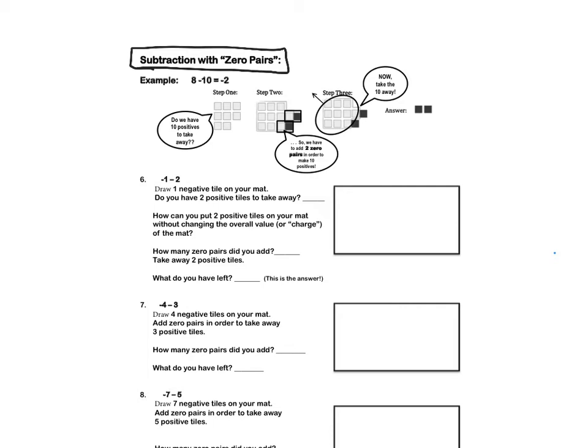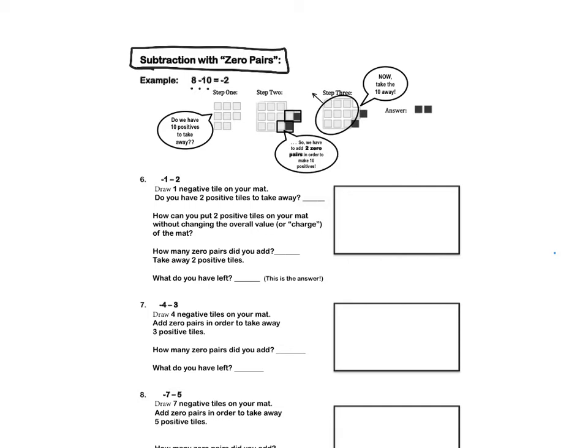So if you look at the example here, you see where there's 8 positives and they want to subtract 10 positives. Well, do I have 10 positives to take away? No. Therefore, in the video, it showed that you're going to be able to add 0 pairs. Adding the 0 pairs is not going to change the value of what you have, but it's going to allow me to now take away those 10 positives.